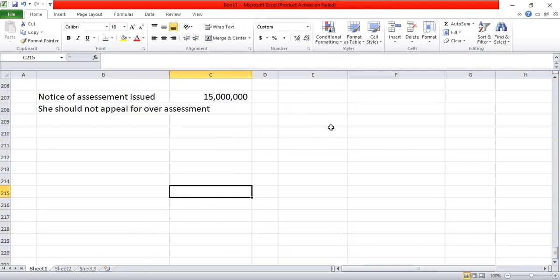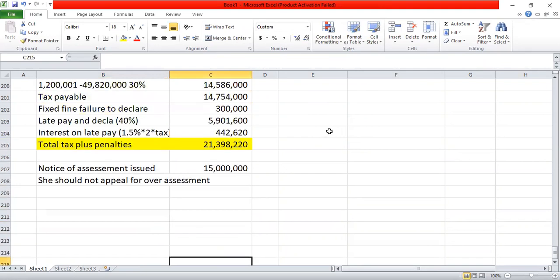I don't know if you have a question on this part. Any question regarding this part?